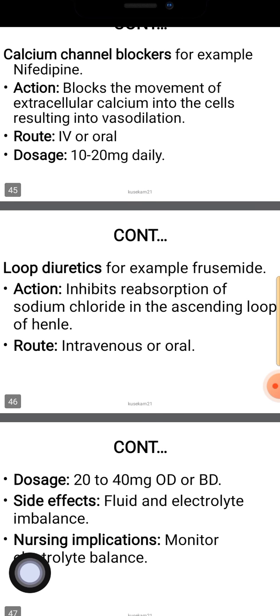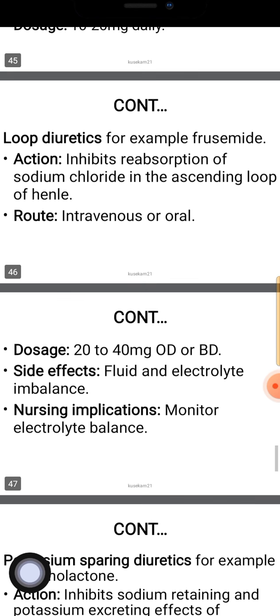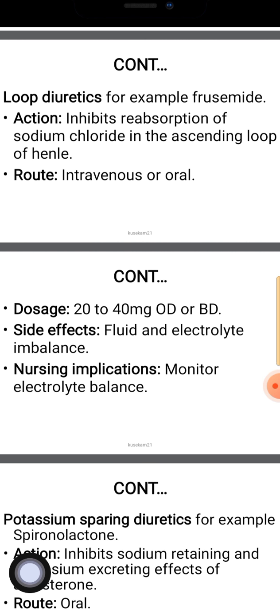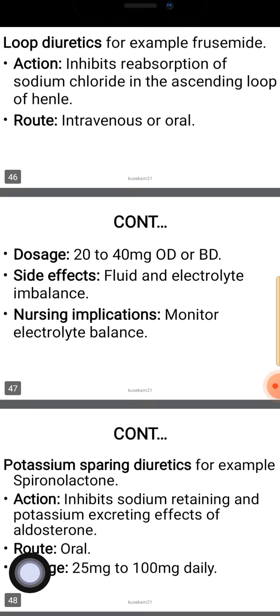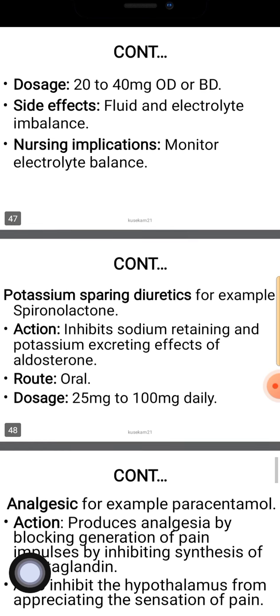Then loop diuretics. Loop diuretics, for example furosemide, inhibit reabsorption of sodium chloride in the ascending loop of Henle. It can be given intravenously, IV, or oral. The dosage is 20 to 40, or BD. Side effect: fluid and electrolyte imbalance. Nursing implication: monitor. So all these are drugs.